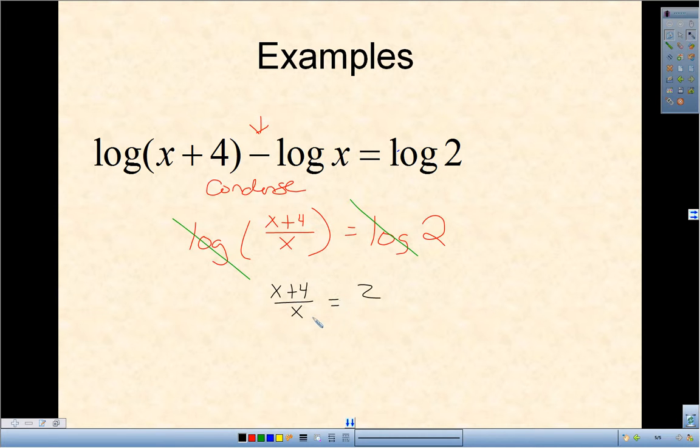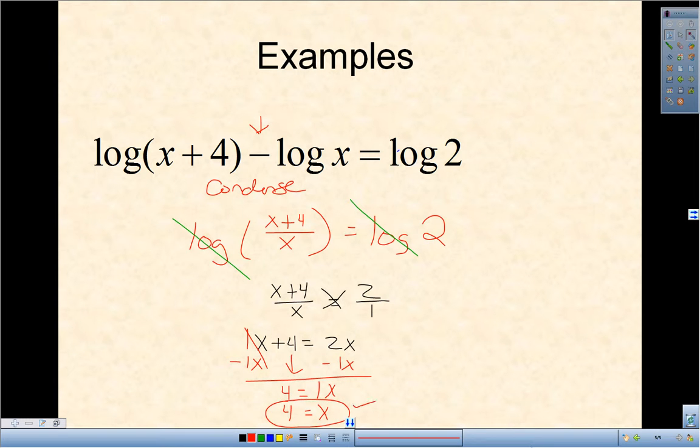I want to solve this for x, so I'm just going to simply put this over 1 and cross multiply. So that will give me x plus 4 equals 2x. And then I'm just going to solve this for x by subtracting 1x from both sides. That will give me 4 equals 1x. So in other words, x is 4. And then that would be my answer for that problem.